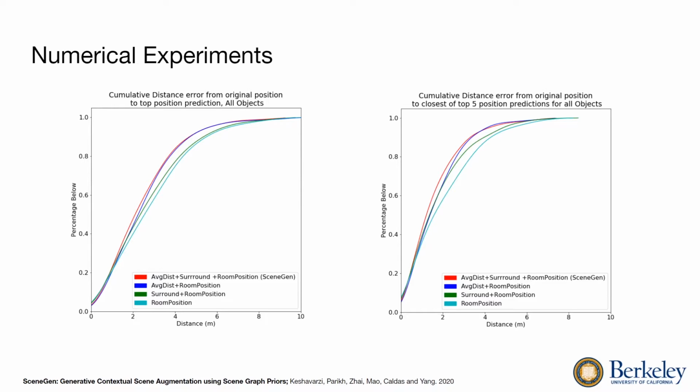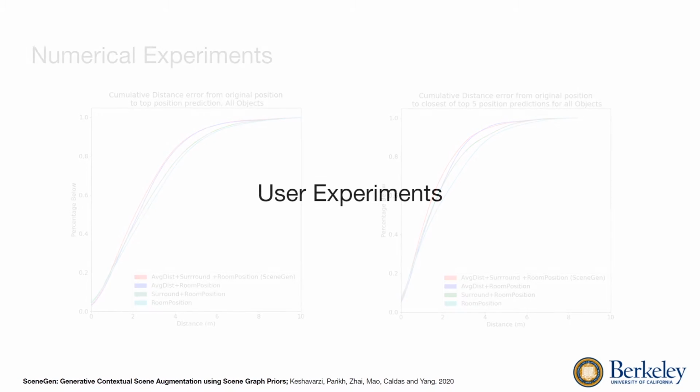The right figure holds a similar setting, but this time, instead of comparing the ground truth with our top prediction, we compare the ground truth with the closest of the 5 positions. And the reason we use top 5 is exactly as we mentioned, since the object augmentation may have multiple correct plausible solutions, we would like to make sure we don't limit our evaluation to only the top prediction.